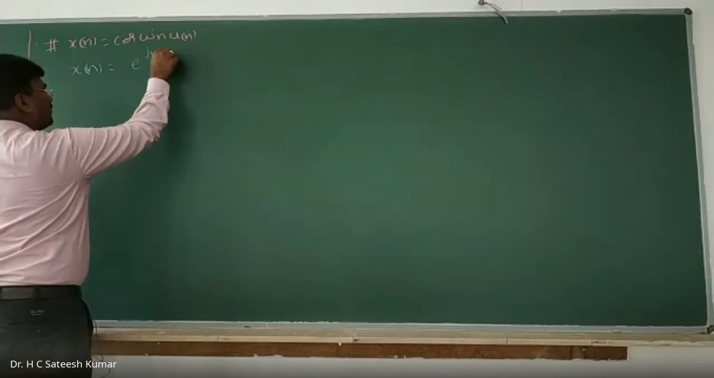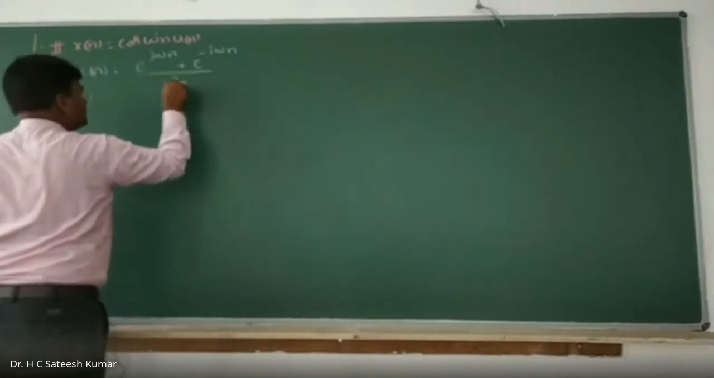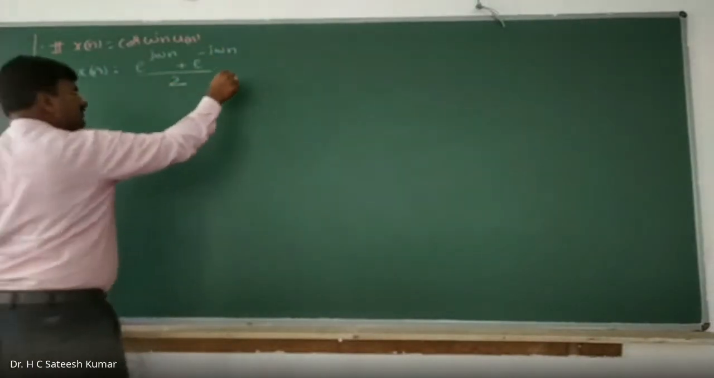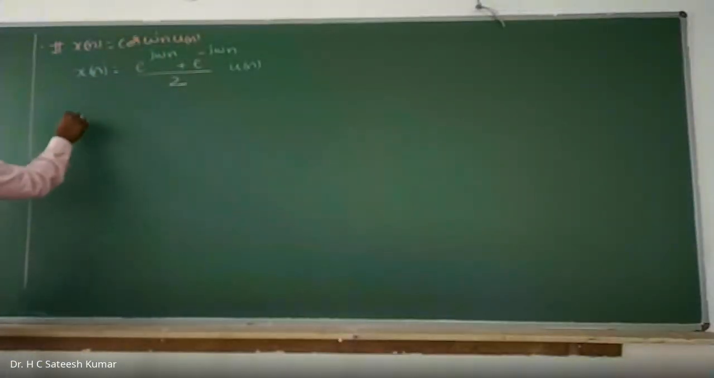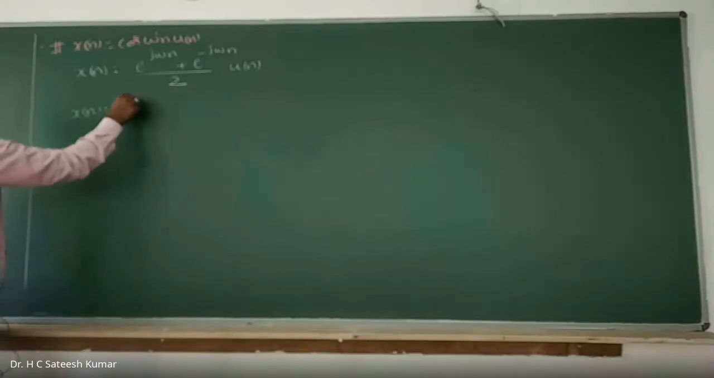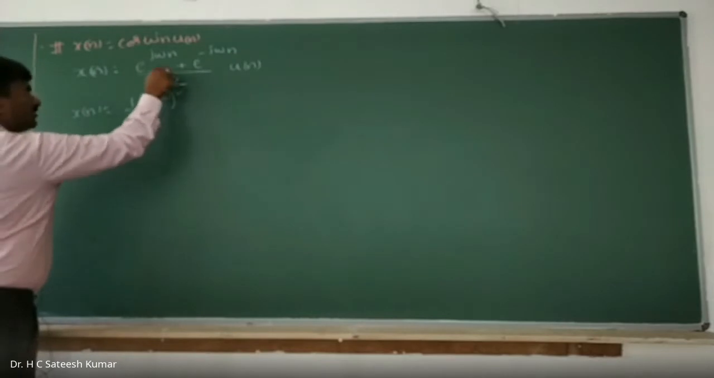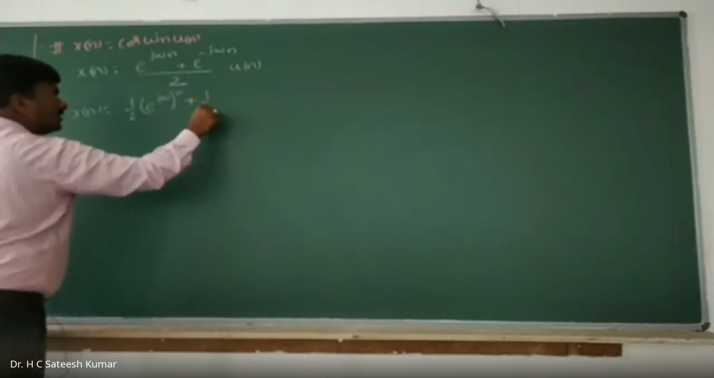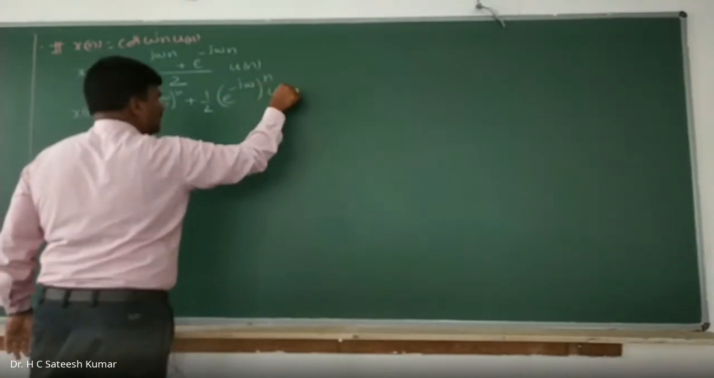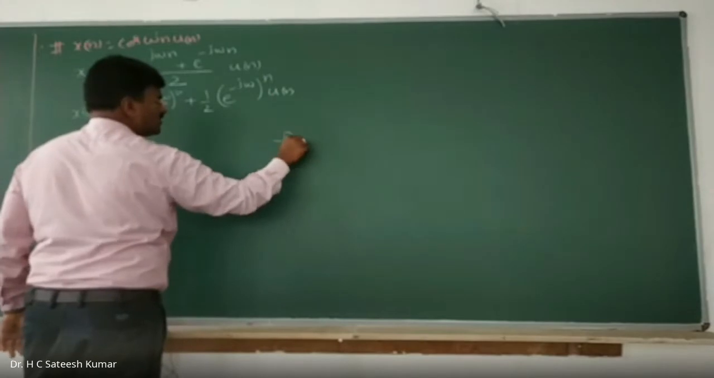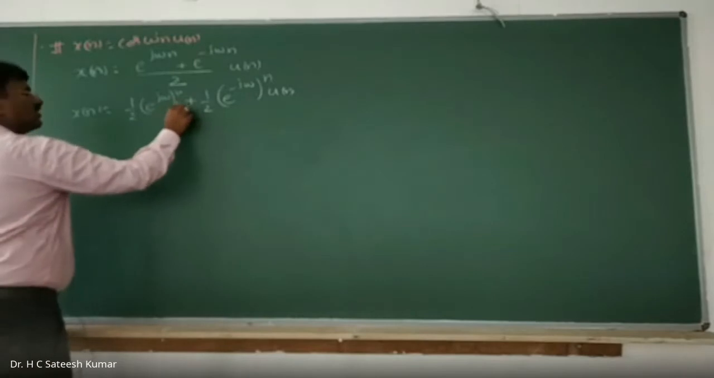This can be written as e to the power of j omega n plus e to the power of minus j omega n, divided by 2, into u of n. We can write the cos in terms of exponentials. Then x of n can be written as half e to the power of j omega whole power n, plus 1 by 2 e to the power of minus j omega whole power n, into u of n. You can use small omega or capital omega.